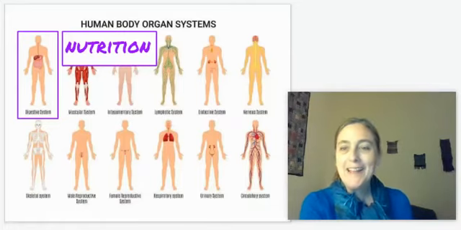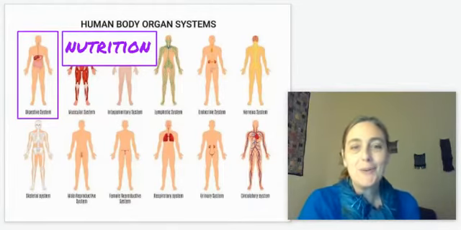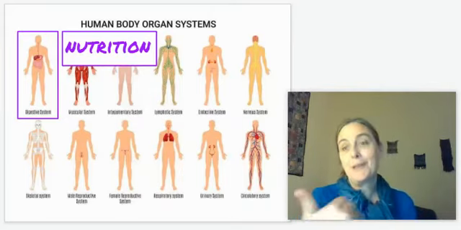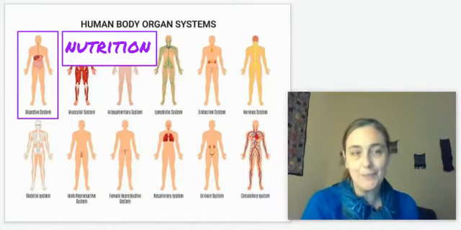Hi, everybody. So today we're going to start talking about the human body systems and what life processes each one performs. So remember that we have organelles make up cells, cells make up tissues, tissues make up organs, organs make up organ systems. We're going to be on the organ systems level. And we have a few that we're going to talk about.